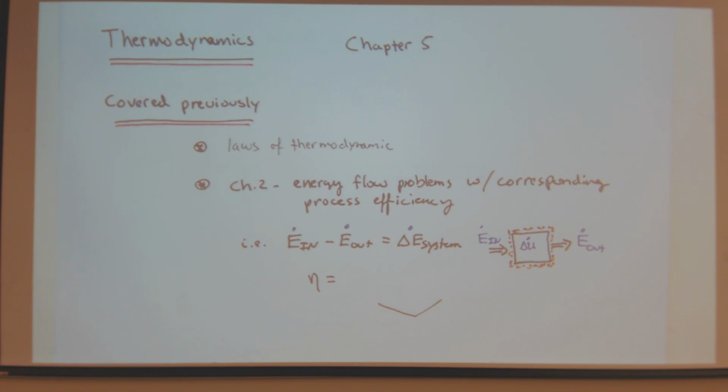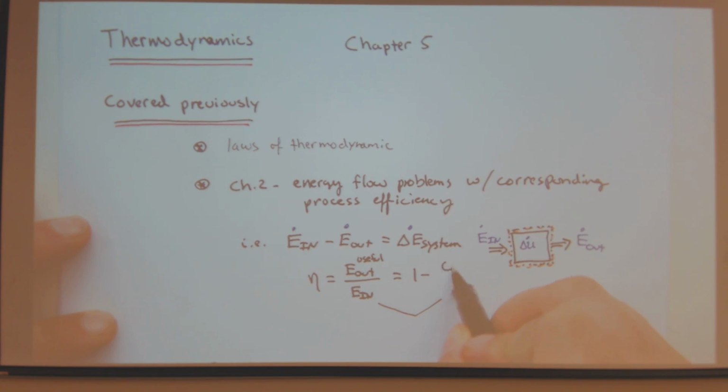And so then if I want to write out an efficiency expression, I have energy out, useful, over energy in, equals 1 minus Q loss over energy in. Okay, and of course, if I want, I can put dots above it to represent rate form or non-rate form. It doesn't matter. It's just a time derivative of the whole thing. They cancel out. You still have an efficiency.